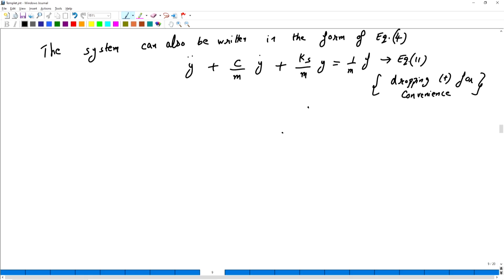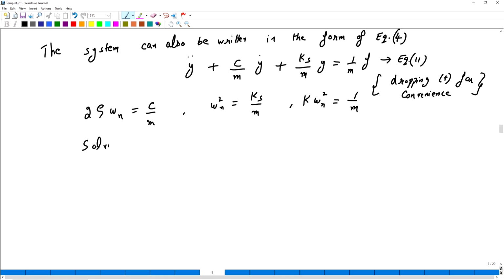Now if you compare this equation with the characteristic equation, we can easily get 2 zeta omega n equals c upon m, omega square n equals Ks upon m, and K omega square n equals 1 upon m.